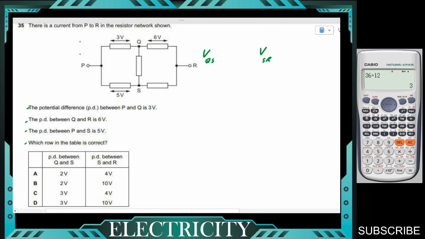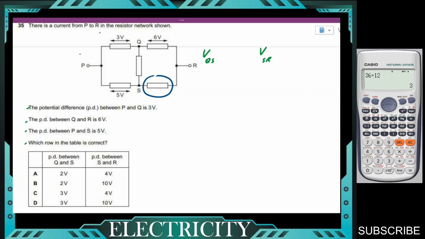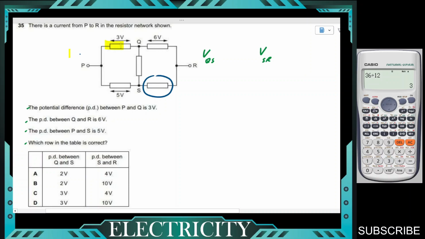So let us find the potential difference between Q and S. And if you want to keep it simpler, you can find the potential difference across this one first. How do we do that? We see that these two resistors, if I consider this one as a single unit, there is a voltage across the first one, the one on the left side, of 3 volts, and the voltage across the one on the right side is 6 volts.